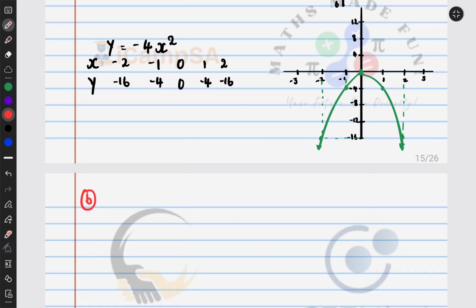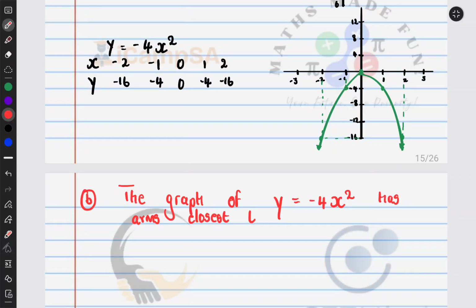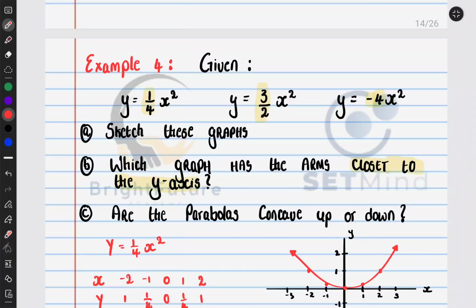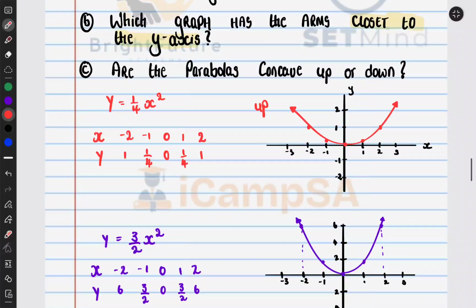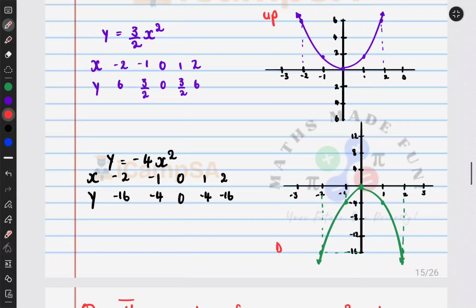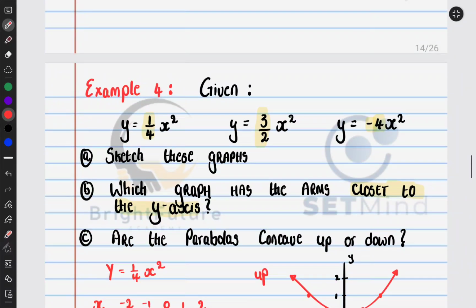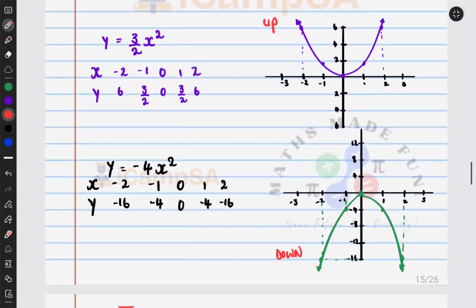So for B, we'll just say the graph of y is equal to -4x squared has arms closest to the y-axis. And then, are the parabolas concave up or down? We can see that the first one is concave up, the second one is up, and this one is down. But also just by looking at the signs, the graph is going to be concave down if the sign of a is negative. So only the last graph is concave down, because of that negative sign.